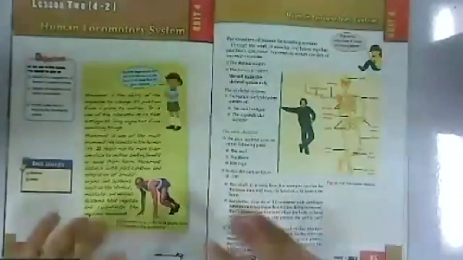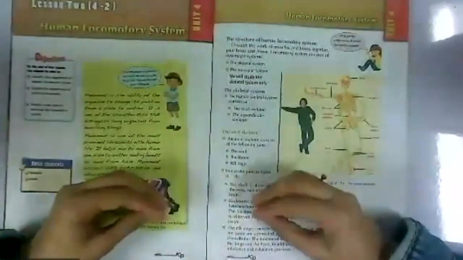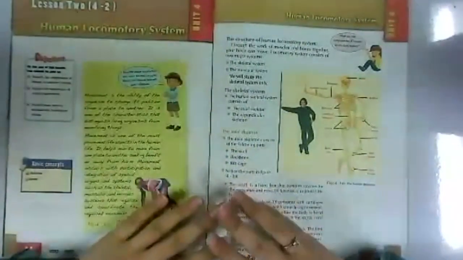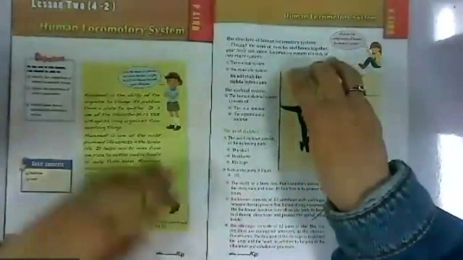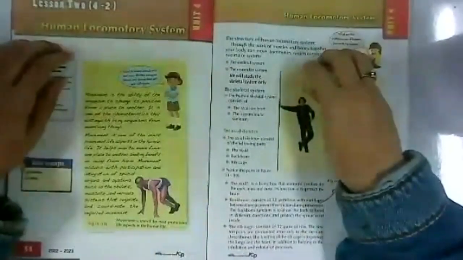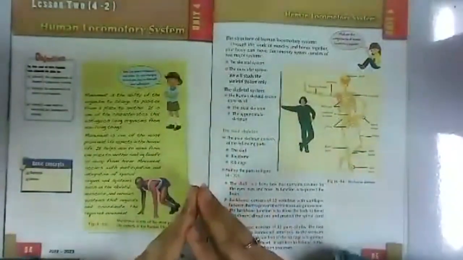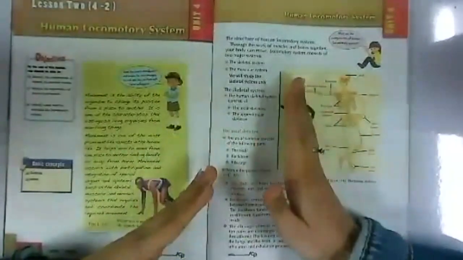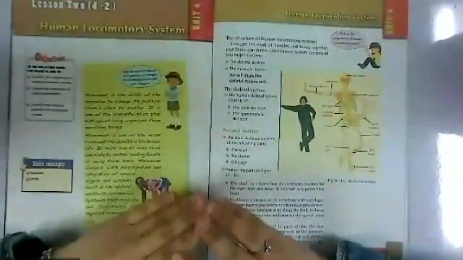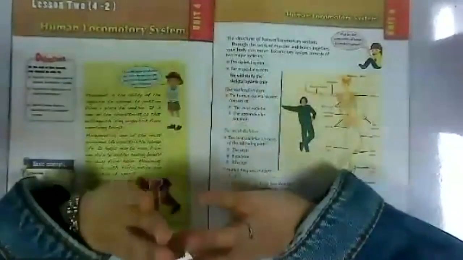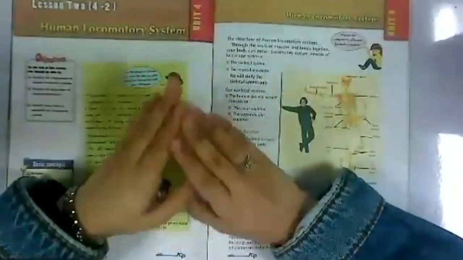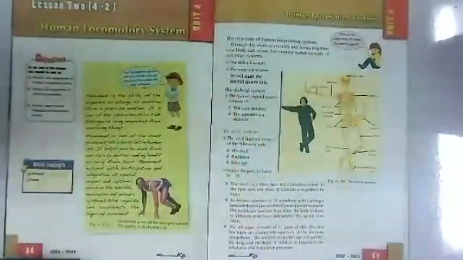Okay, we will talk about movement. Movement is the ability of a living organism to change its position from one place to another. Movement is a character that distinguishes living organisms from non-living things. How? Non-living things can't move, like trees. They can't move from one place to another, right?